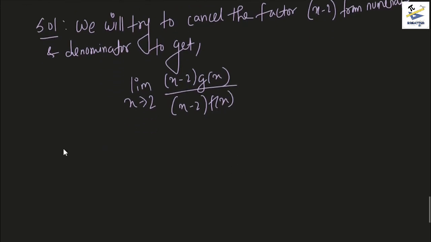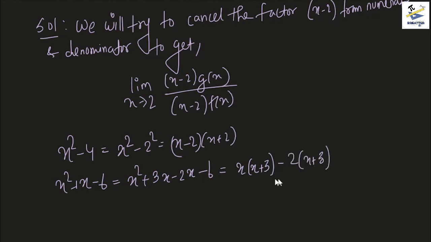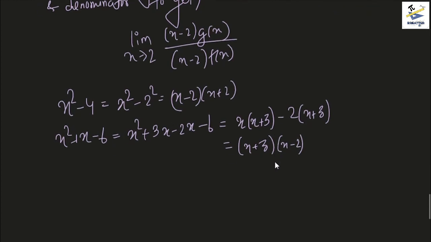Let us try to factorize the things first. So first of all, x square minus 4, this is just x square minus 2 square. This will become x minus 2 into x plus 2, right? Next comes x square plus x minus 6. This is just x square plus 3x minus 2x minus 6. This becomes the factorization part.